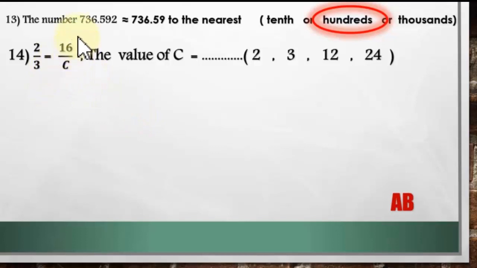2/3 equals 16/c, the value of c. 2 multiply 8 equals 16, so 3 multiply 8 equals 24, so c equals 24.